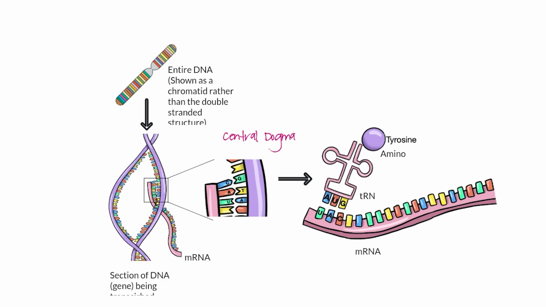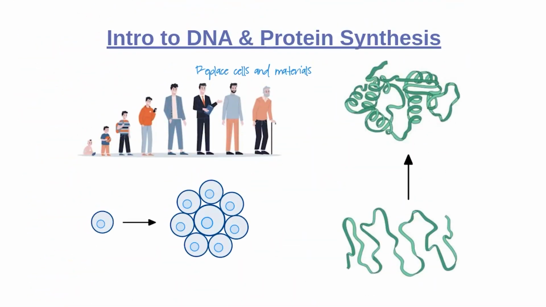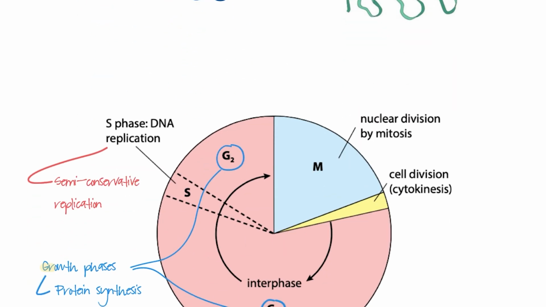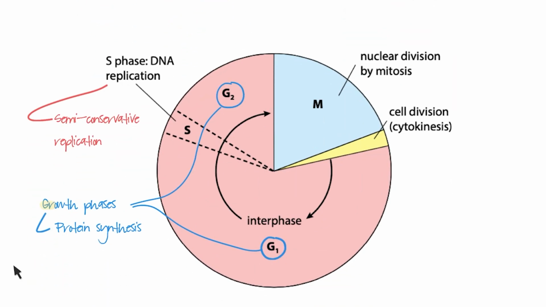Alright, as a quick recap, synthesizing DNA and proteins are essential processes for life to exist. The process of DNA synthesis occurs during the S phase of interphase, and the process of protein synthesis occurs during the G1 and G2 phases of interphase.